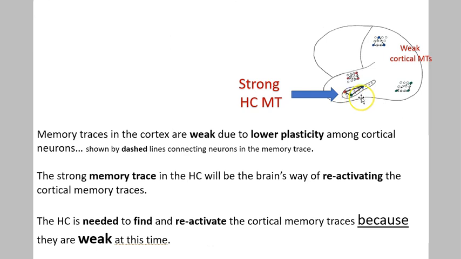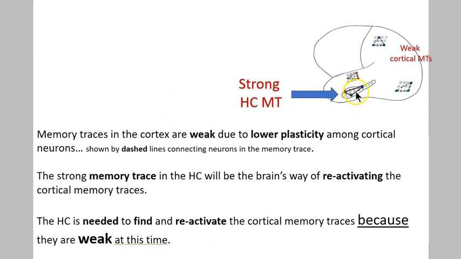So we have a strong memory trace in the hippocampus. Now, the strong memory trace in the hippocampus will be the brain's way of reactivating the cortical memory traces. And the hippocampus is needed to find and reactivate the cortical memory traces because they are weak at this time. So this is a design feature of the human brain, that initially the cortical memory traces are weak, but we've made a strong hippocampal memory trace, and the brain will use this strong memory trace to retrieve, to reactivate those weak ones soon after learning.